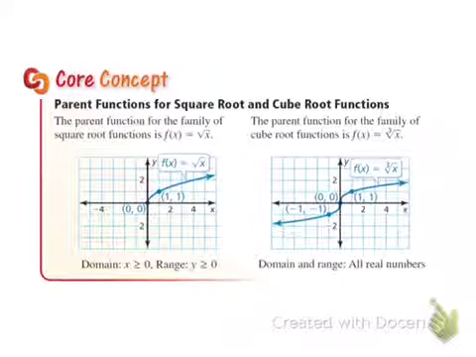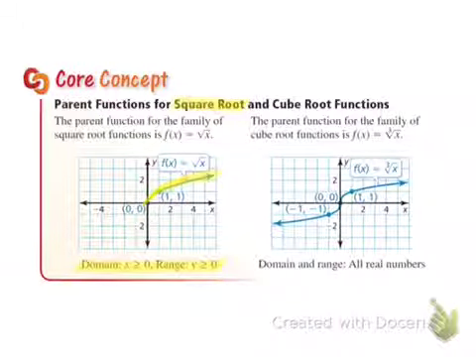On our square root function, it starts right here at the origin and goes up and to the right. So we have a domain of x is greater than or equal to 0 and a range of y is greater than or equal to 0. So it starts at the origin, 0, 0, goes to the point 1, 1. That is the square root function.